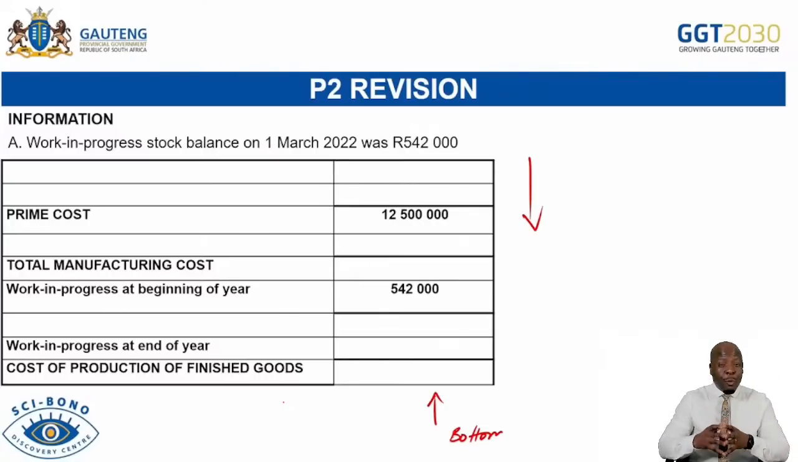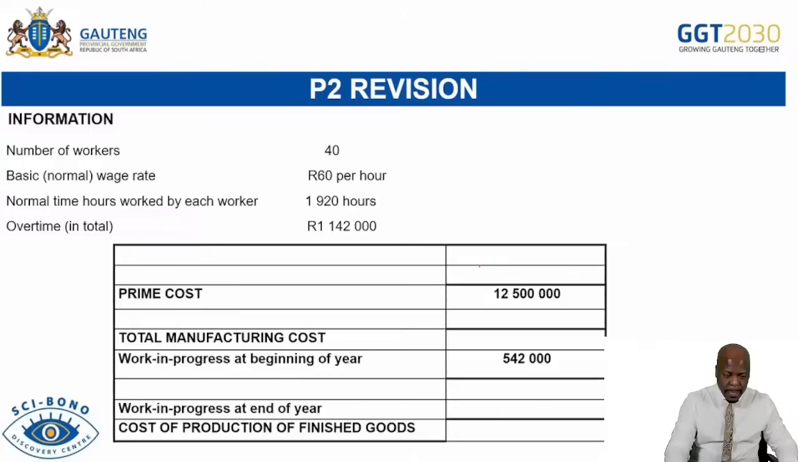There is a number of ways in which the examiner can do this. Okay, so let's move on to, because here the information is recorded. Let's go. So here we're given information about direct labor. We're given information on direct labor.